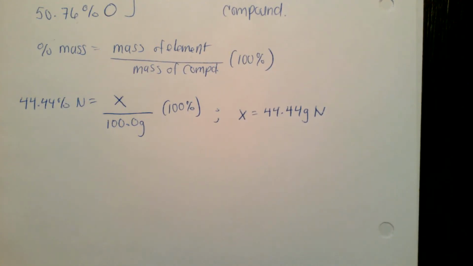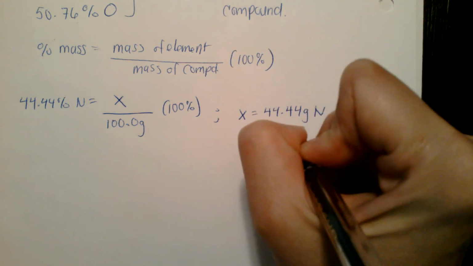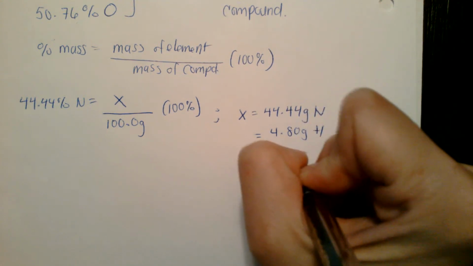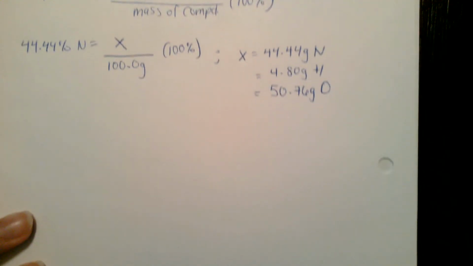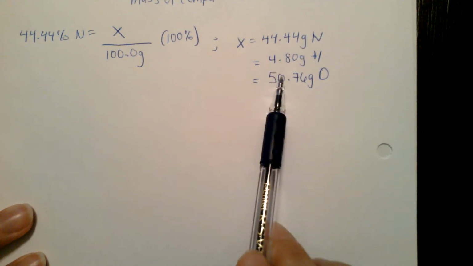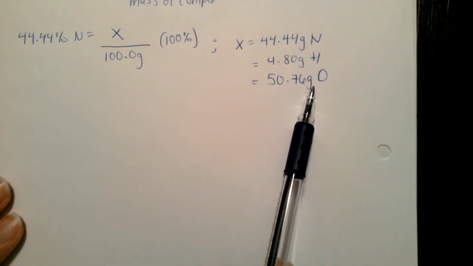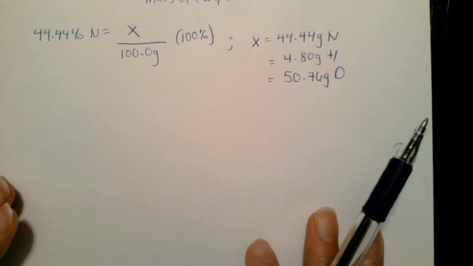We could set this up for all of our other ones, and we would see that hydrogen is 4.80 grams of hydrogen, and oxygen would be 50.76 grams of oxygen. Okay, so now that we have our elements in terms of grams, everything is identical to the previous problem. We want to find the empirical formula, which is mole ratios. So we're going to take these and turn them into moles.